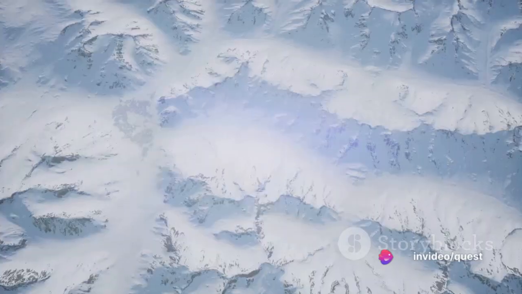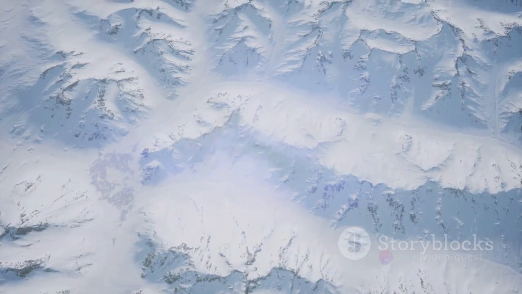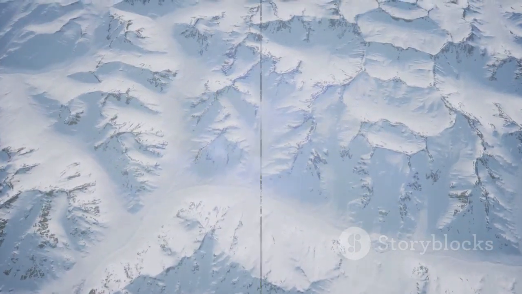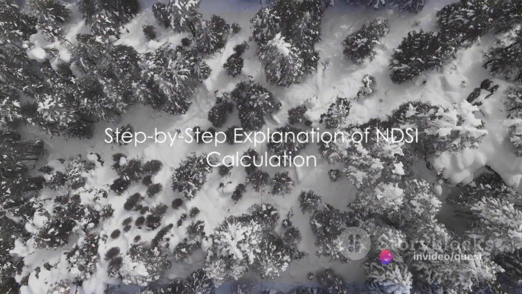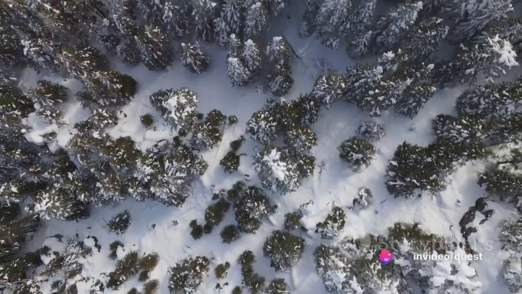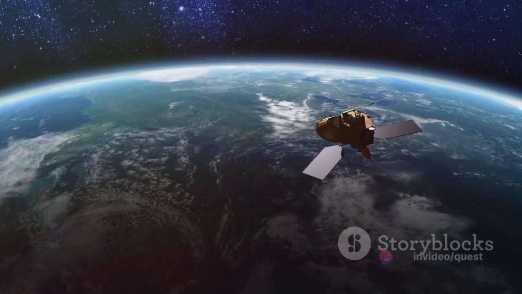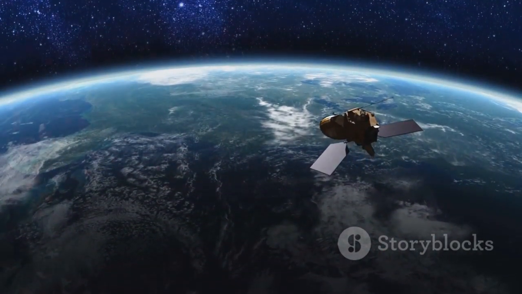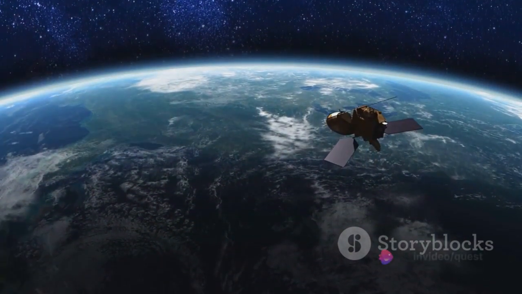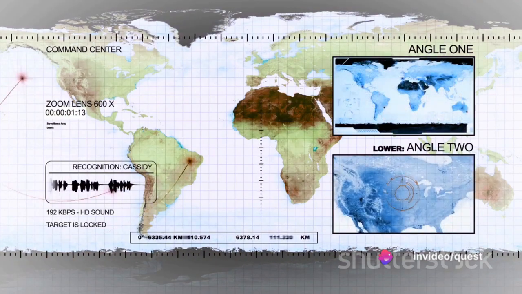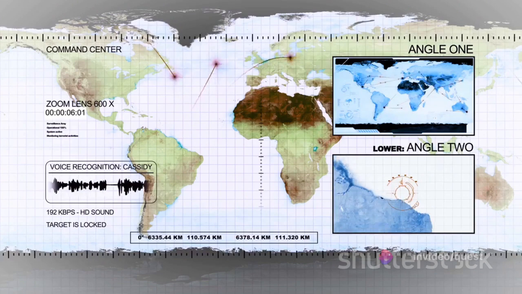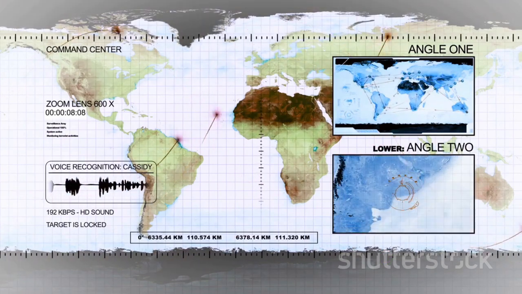The NDSI is a simple yet powerful tool in the remote sensing arsenal, enabling us to accurately map and monitor snow cover. The calculation of NDSI might sound complicated, but it's actually a straightforward process. So let's dive into how this calculation works. The Normalized Difference Snow Index equation, or NDSI as it's commonly known, is composed of two primary elements, the green and shortwave infrared, or SWIR bands. Now, these aren't just random choices, they have a specific role to play in our calculation.